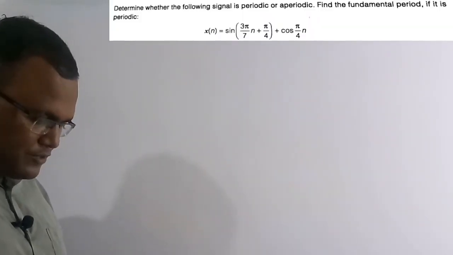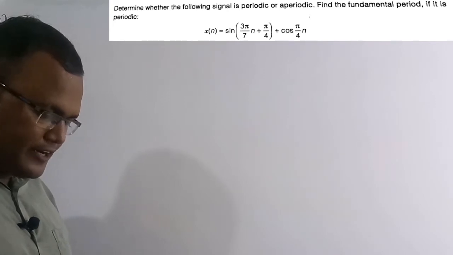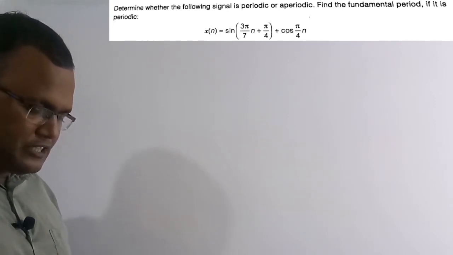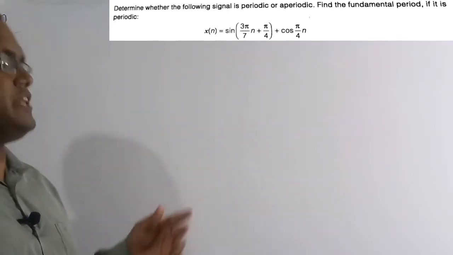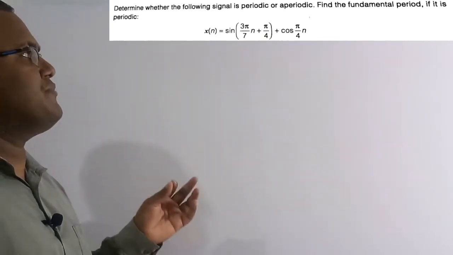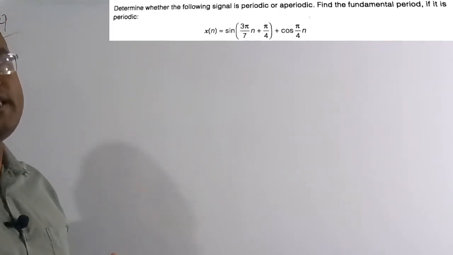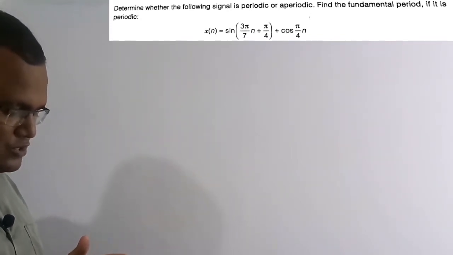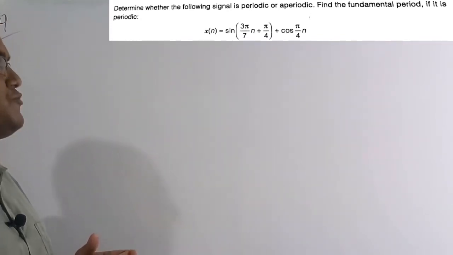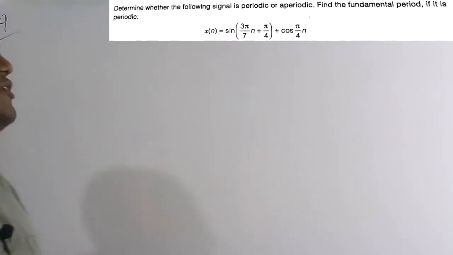So now we are going to solve the 9th question. See the question here. Determine whether the following signal is periodic or aperiodic and find the fundamental period if it is periodic. So they are given the function x of n. For this we need to find whether this signal is periodic or aperiodic. If it is periodic, then we need to figure out what the time period is. This question was given in the IES mains examination of 2014 for 10 marks. So let's solve this numerical.